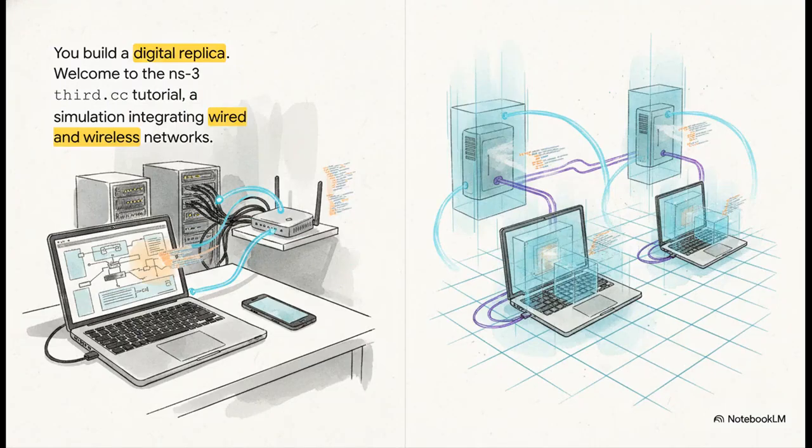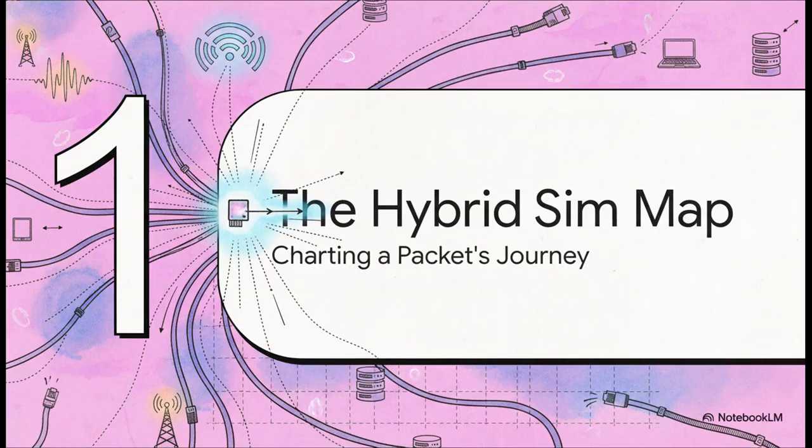Well, the answer is simulation. You build a digital twin, a perfect replica of your network right inside your computer. And today, we're exploring one of the core NS3 examples that does just that, showing us how a signal travels from the airwaves to a server on a cable. Okay, let's get into it.